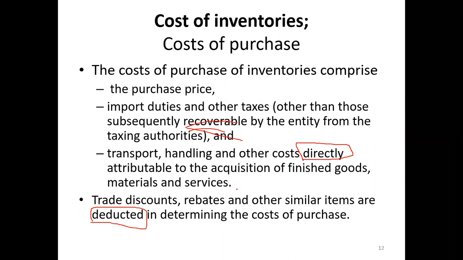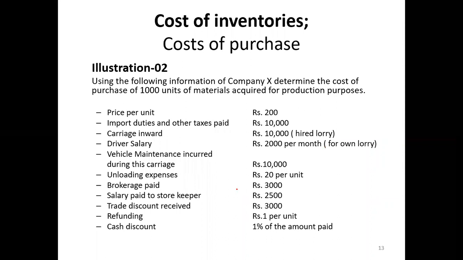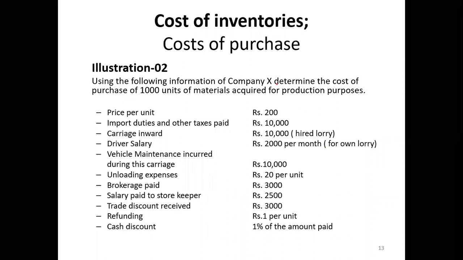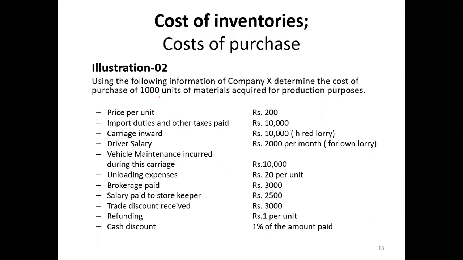So these are the basic ideas. We have an example here, right? Using the following information of X and Y, determine the cost of purchase of 1,000 units of material acquired for the production purpose. So here the details are given, so you can work out on this.